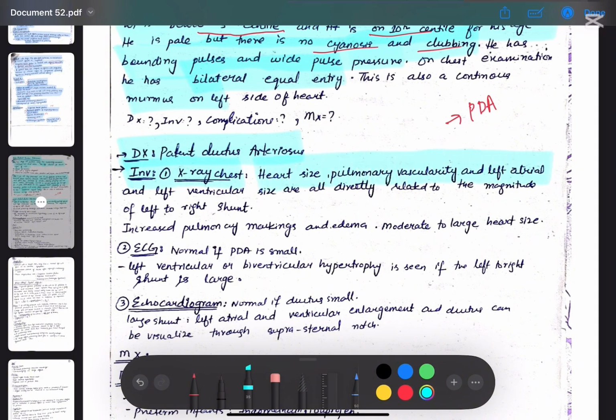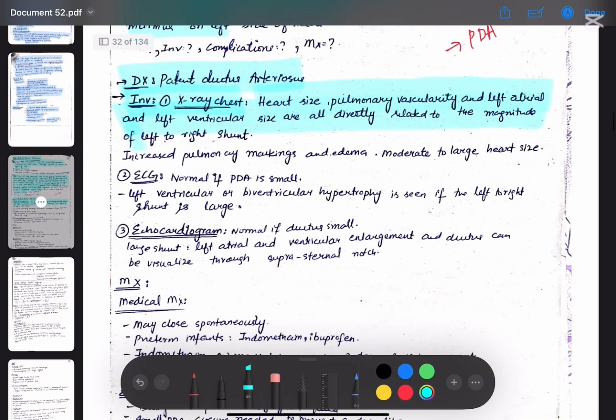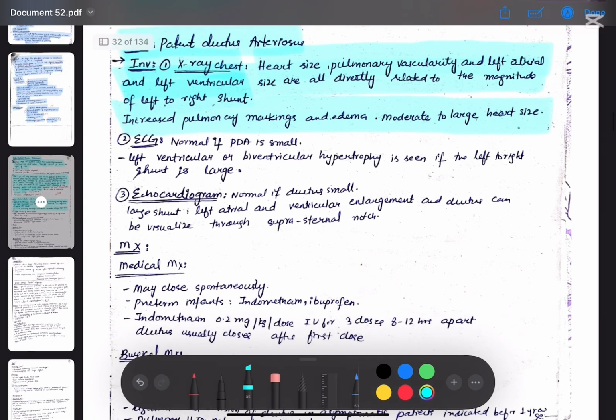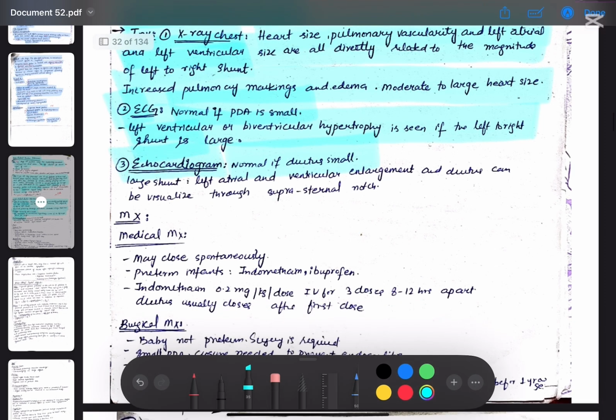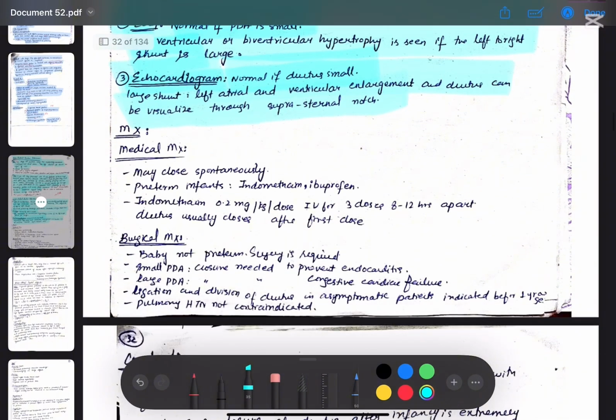vascularity, and left atrial and left ventricular size, which are all directly related to the magnitude of the left to right shunt. Increased pulmonary markings and edema and moderate to large heart size are present. On ECG, it is normal if the PDA is small. Left ventricular or biventricular hypertrophy is seen if the left to right shunt is large. On echocardiogram, it is normal if the ductus is small; with a large shunt, there is left atrial and ventricular enlargement, and the ductus can be visualized through the suprasternal notch.